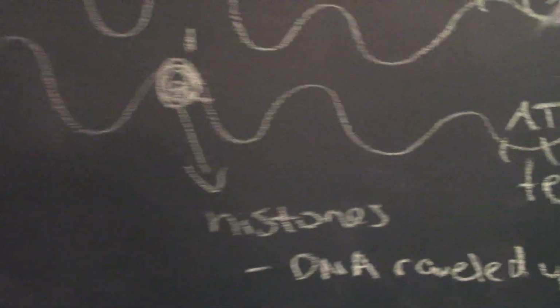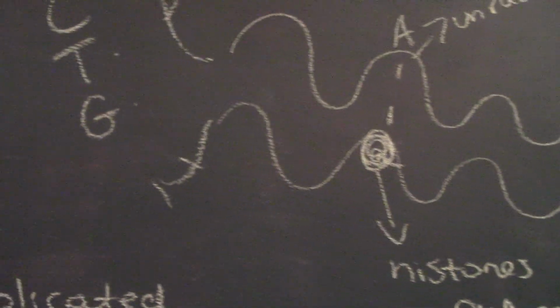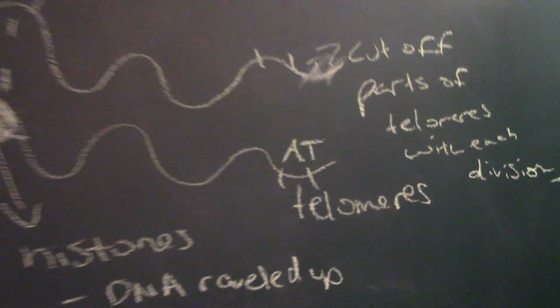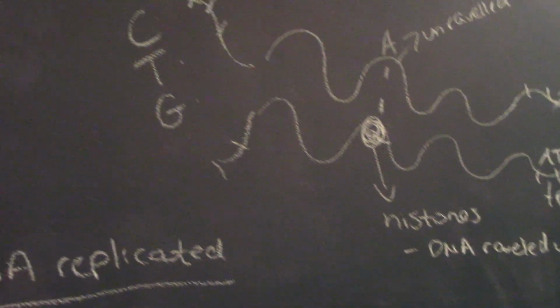All right, so these extra drawstrings, when the cells divide, keep the base pairs that are coding for traits from being messed with, mutated, or removed. But the thing is, as divisions happen, these telomeres get smaller and smaller, and eventually they're gone, and this destabilizes the DNA molecule. So telomeres are a big thing that causes aging, that and the accumulation of mutations.